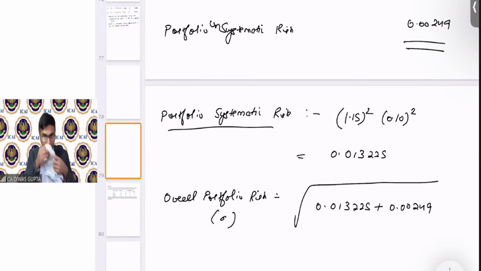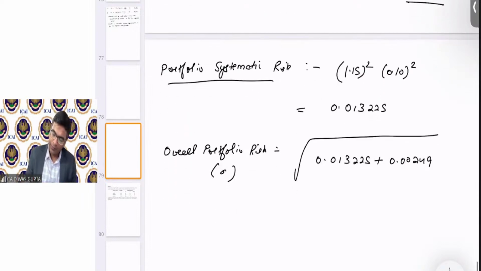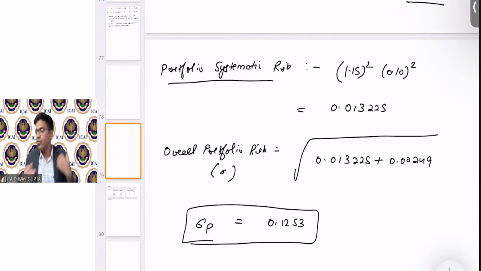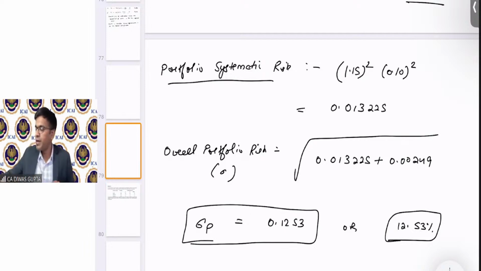Okay. So this comes as how much? 0.0249, and taking a square root. So the standard deviation of portfolio is 0.1253. So this is the risk of portfolio. Or we can say 12.53% because in the question, the problem is given in the form of percentage. Okay.